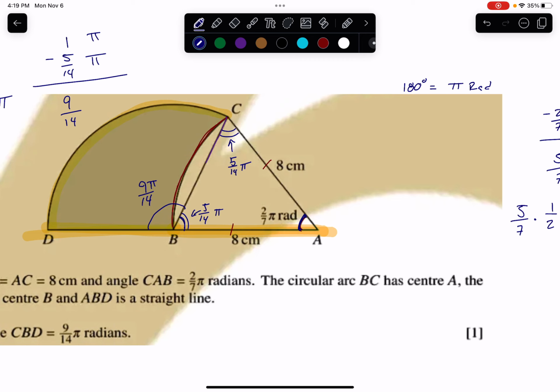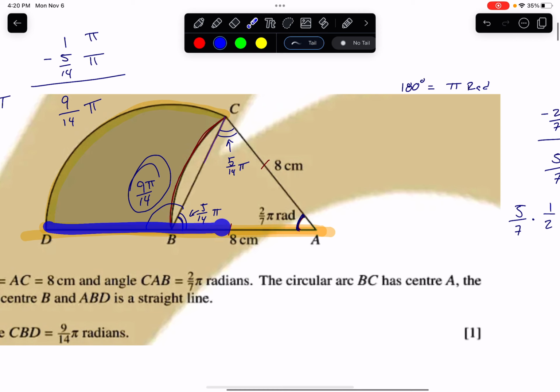And that's what I'm given, right? That's what I'm trying to prove. And I proved it because I found these base angles for an isosceles triangle, and they have to add up to give me pi. So 5 over 14 pi plus 9 over 14 pi gives me 1 pi.